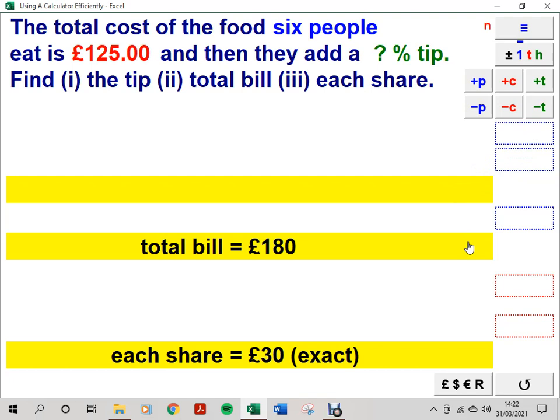The original food cost was £125. The difference between £180 and £125 is our tip, which is £55. We need to express 55 as a percentage of 125. As a fraction, 55 over 125 simplifies to 11 over 25, which is equivalent to 44 over 100. So it's a 44% tip.